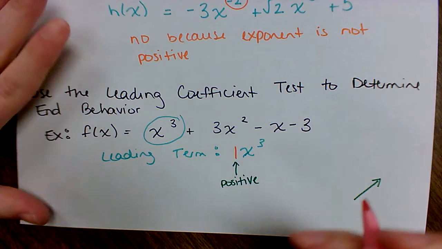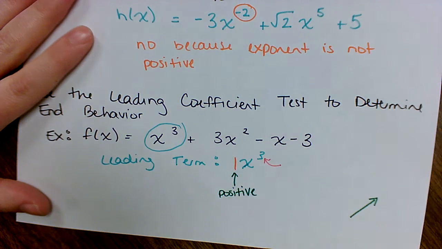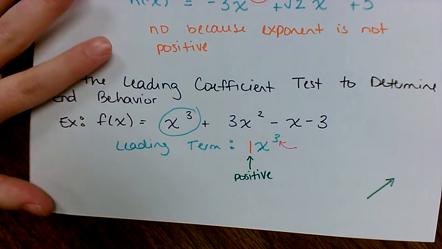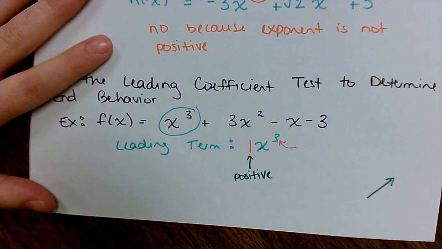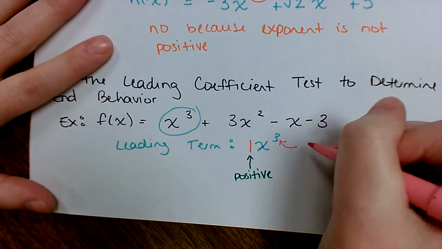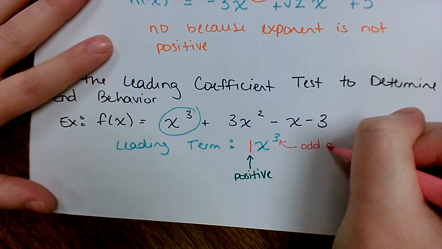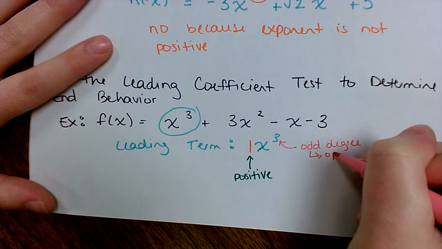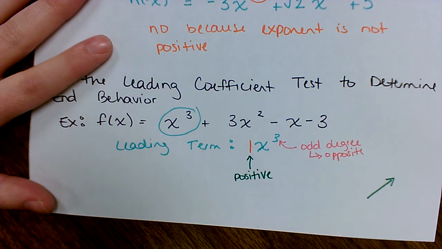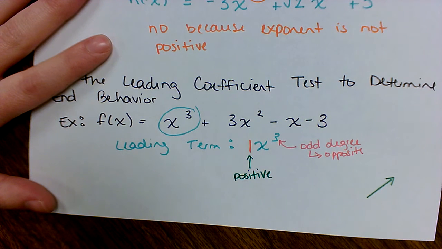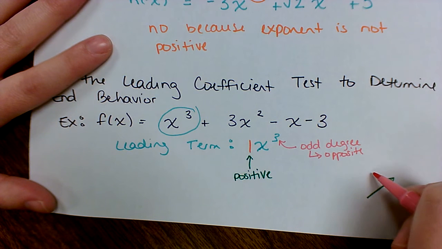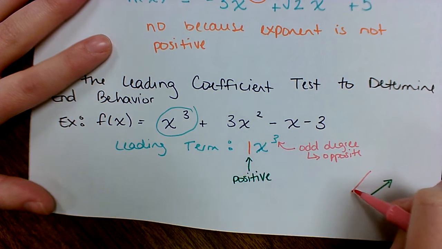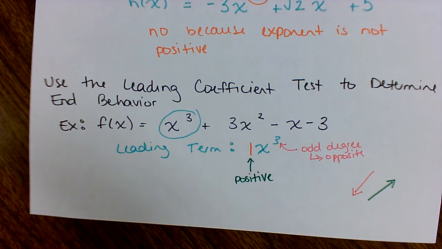The next thing I look at is my exponent. I'm looking to see if it's even or odd. Okay, so this one is what? It's an odd degree. 3 is odd. So odd means opposite. That means the left side is doing the opposite of the right side. So if I'm going up to the right, then the left would be going down. So that's my end behavior.